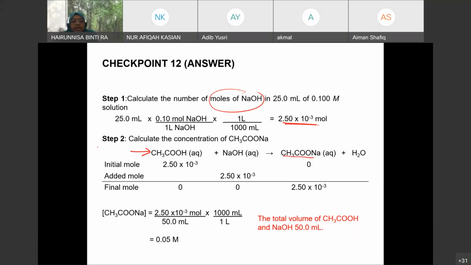Okay, so kat sini yang tadi saya buat cari moles. Okay, mole sebab tujuan kita sebenarnya kita nak cari mole this one. Okay, so since it's 1-to-1 ratio, so let's say kat sini initial mole of acetic acid 2.5, kebetulan sama kan? So NaOH also 2.5 times 10 power negative 3. So product you pun akan dapat 2.5 times 10 power negative 3. Okay, you dah dapat mole, now kita nak cari concentration, right? So concentration you kena bahagi dengan total, kan, mole bahagi dengan total volume tadi. So total volume you adalah 50 lah, 25 plus 25. So that's why ini you dapat concentration.